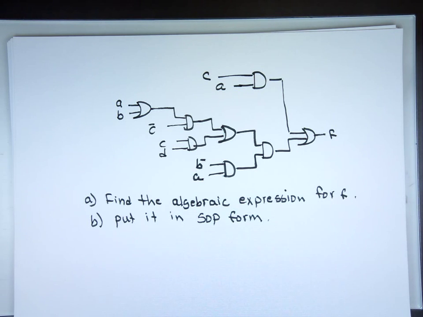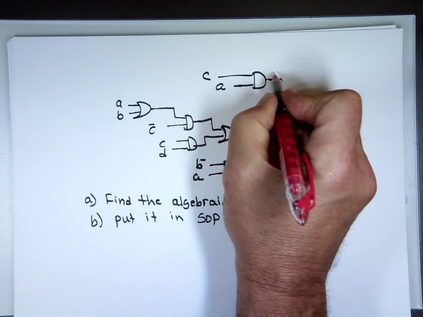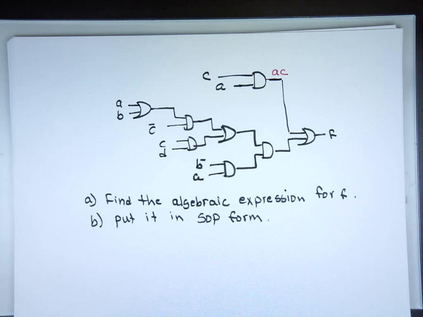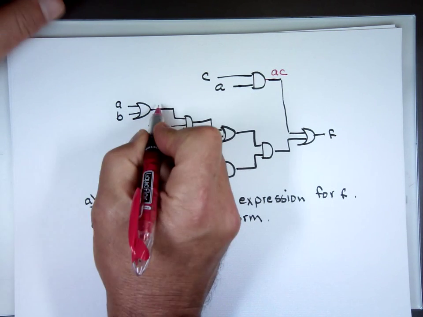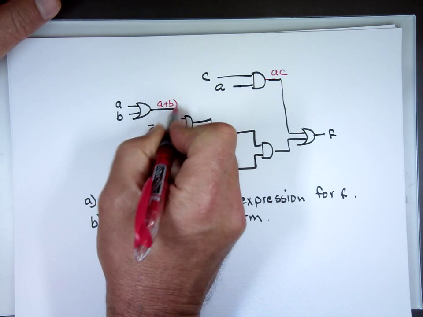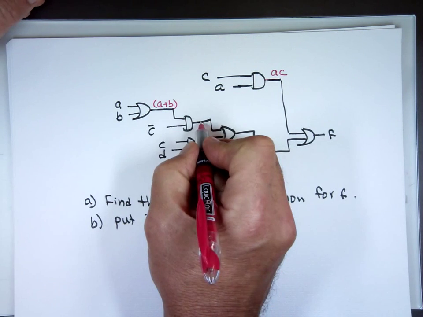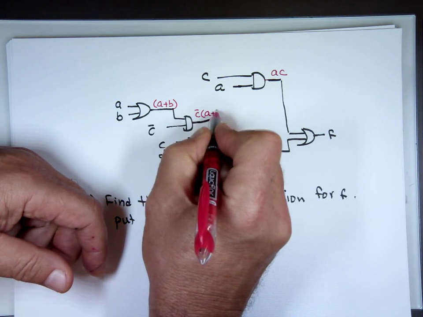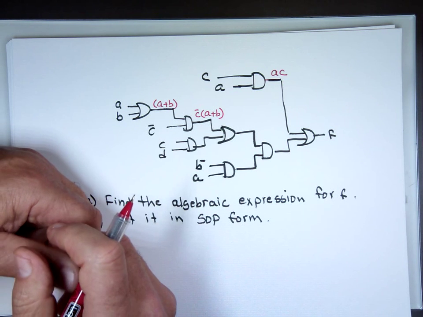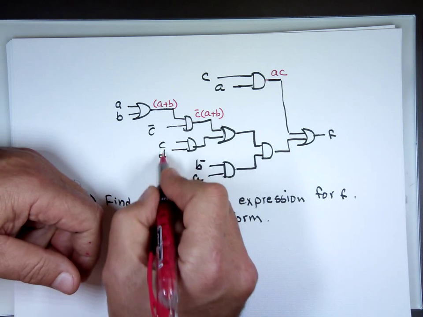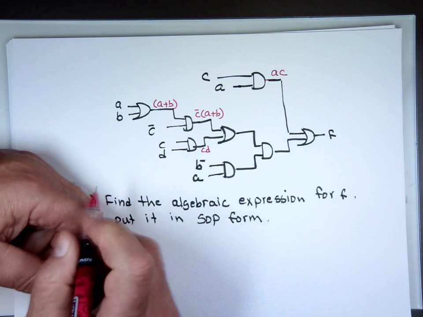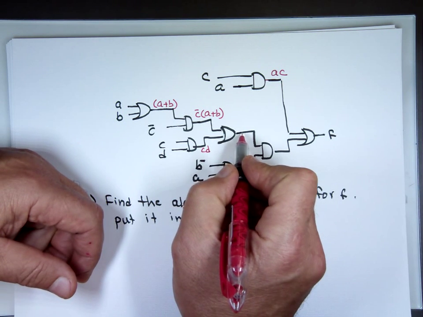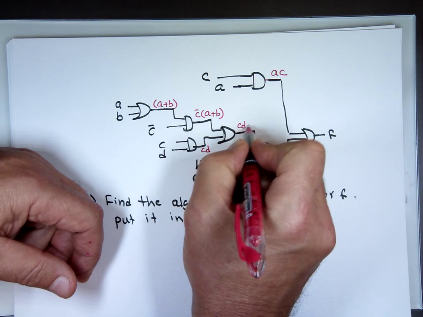The top one is the easy one. What's this gate here? AC. What's this gate, the output coming out of it? A plus B. What's the result here? So C bar times A plus B. What's this one here? Add those: CD plus C bar times A plus B.